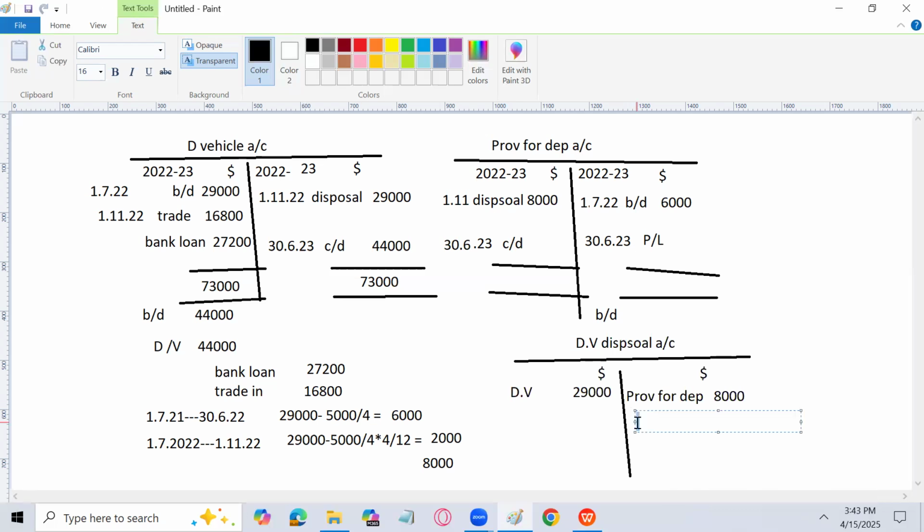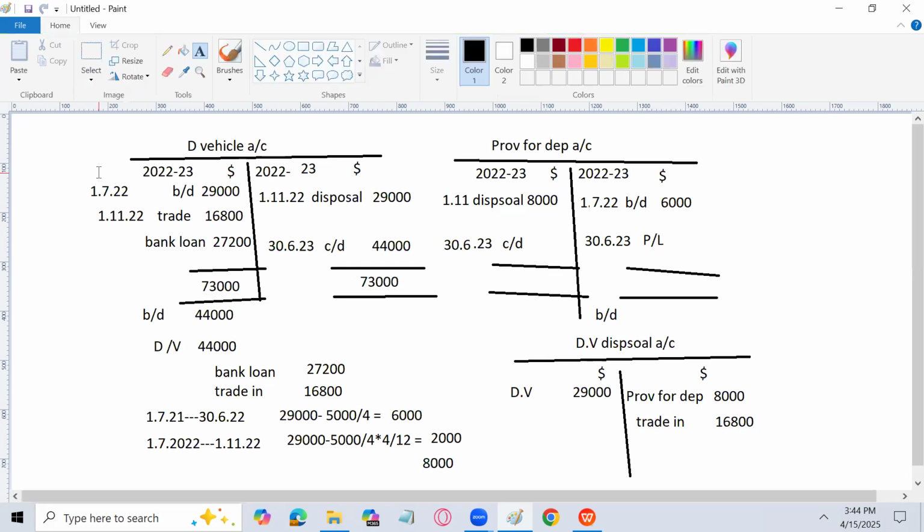Then the bank figure, but there is no bank figure because it is trade in. So I will write trade in, or you can write the word disposal also, because trade in is the amount which we are not supposed to pay, because the old asset has been given in part exchange and we have been given concession in the price of the new asset, that is 16,800.